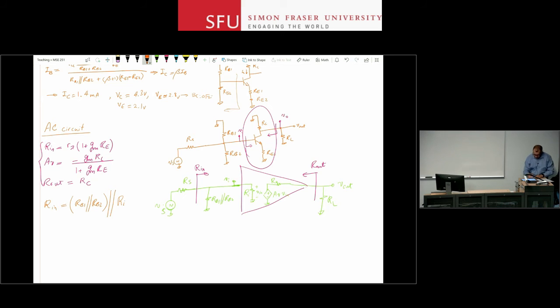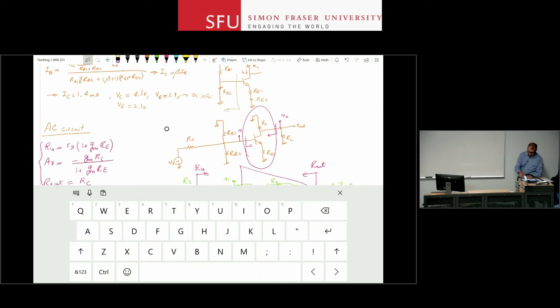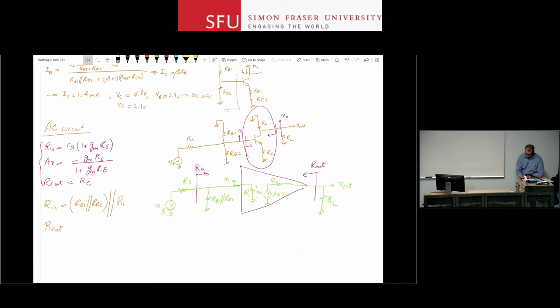What about R out? Again, I remove my voltage sources at the input. So the input is grounded. I'm looking back at the output here. I attach my test source to this node, right? And of course, RL is not part of that circuit anymore.